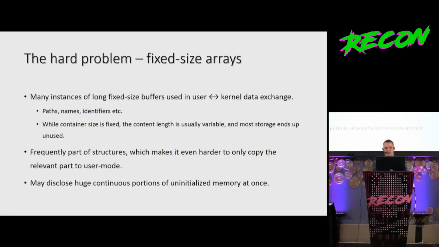And this is also very frequently seen in Windows. We have many instances of long fixed size buffers for storing paths, names, identifiers, etc. As I said, while the container size is fixed and usually pretty long to be able to accommodate all of the possible values, the content length is usually variable, and usually it's much less than the size of the container itself. Additionally, these strings of fixed sizes are frequently parts of structures, which makes it even harder to only copy the relevant part to user mode, because people are just using memcpy with sizeof as the argument for those. And it may disclose huge portions of uninitialized memory at once.